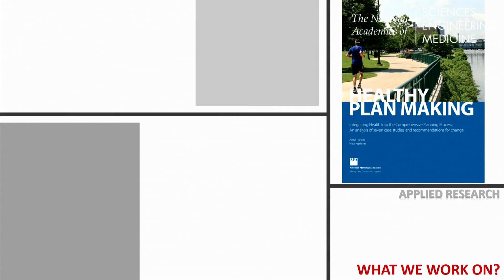As for how we work, we use 3 mechanisms. Generally, all our projects fall into these 3 categories. The first one is applied research, where we review the academic literature and the gray literature, and then create reports, tools, etc. for our members. Here is an example of a project we worked on, healthy plan making, where we do a qualitative analysis of how planners can integrate health into their plan making process.